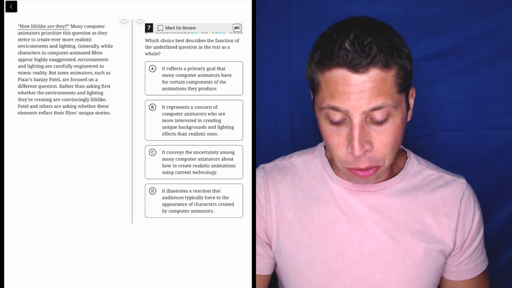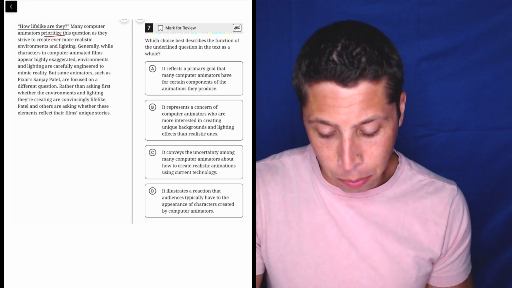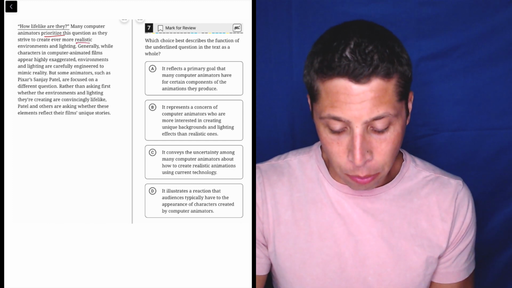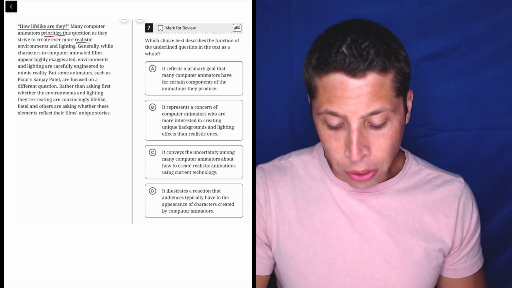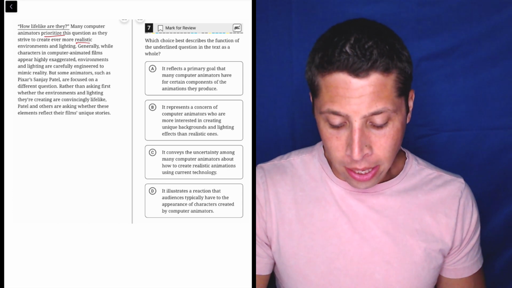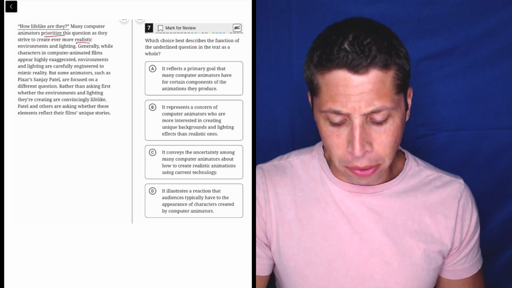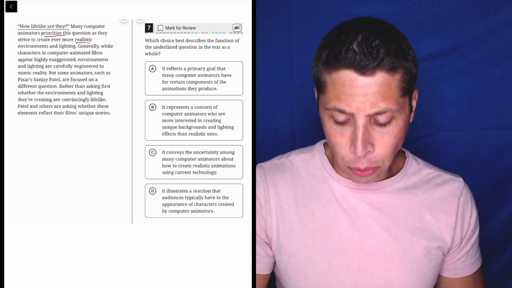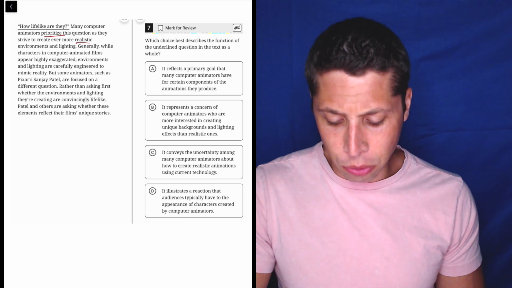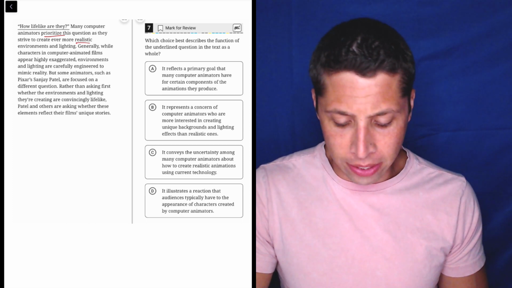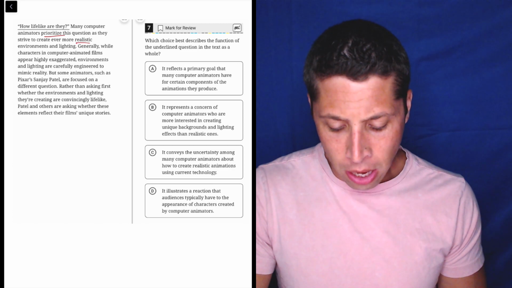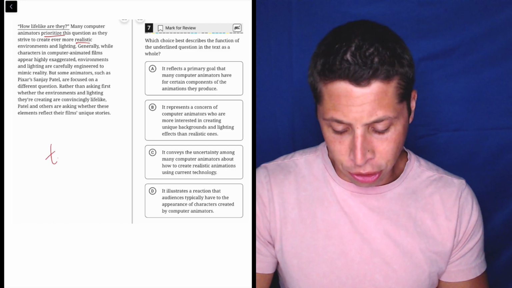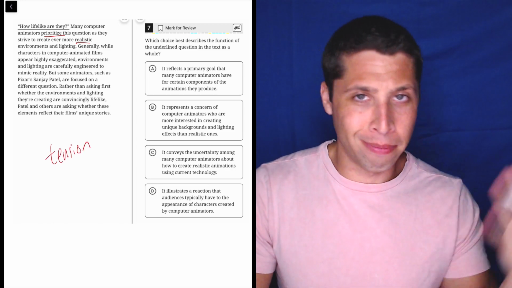Many computer animators prioritize this question, so it's a priority, as they strive to create ever more realistic environments and lighting. So they want realism. Generally, while characters in computer animated films appear highly exaggerated, environments and lighting are carefully engineered to mimic reality. So some sort of contrast. But some animators, such as Pixar's Sanjay Patel, are focused on a different question. Rather than asking first whether the environments and lighting they're creating are convincingly lifelike, Patel and others are asking whether these elements reflect their film's unique story. So there's some sort of tension between realism and being exaggerated.